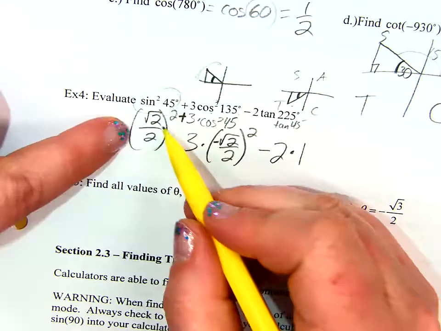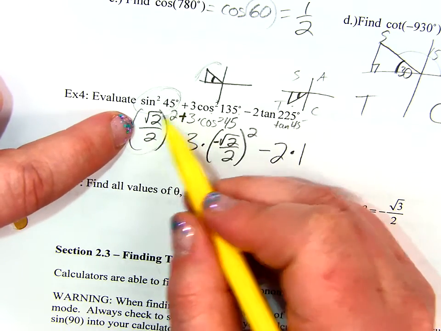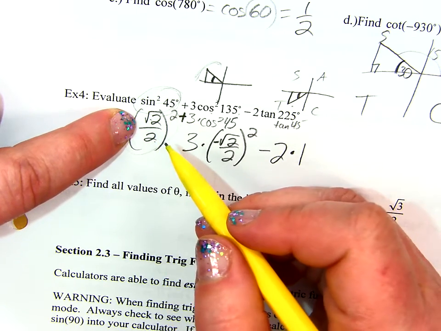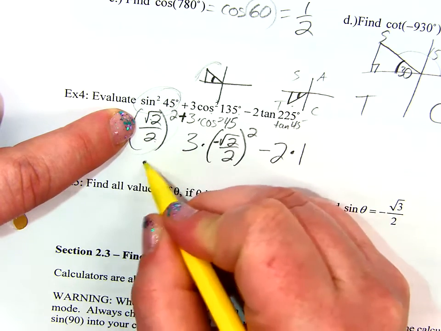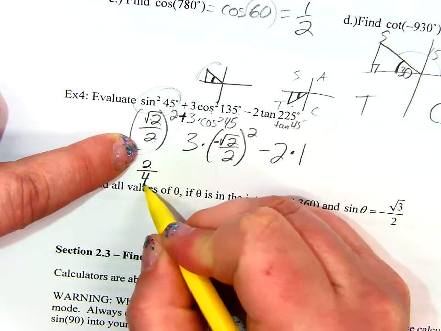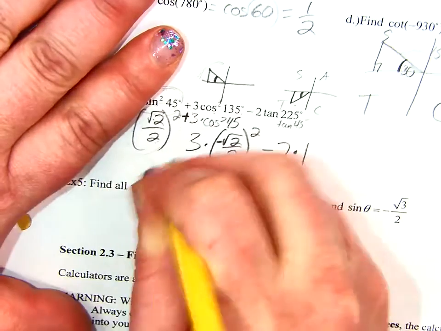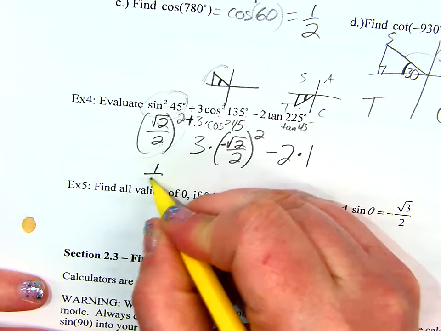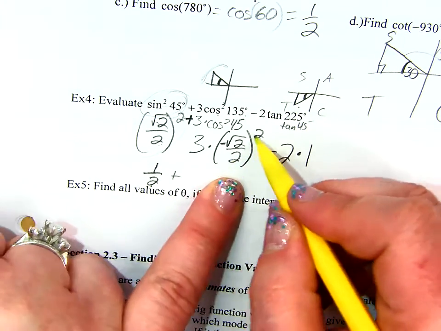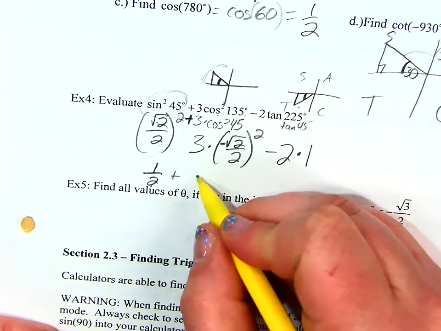All right, so now I need to evaluate. Root 2 over 2 squared. If I square the, excuse me, I have to square the top and square the bottom. So what is square root of 2 squared? 2 over, what's 2 squared? 4. So I really get a half right there, don't I? So let me actually just make that a half. So that's a half. Plus, now I need 3 times this thing. Well, I just squared that and I got a half. So 3 times a half, isn't that 3 halves?